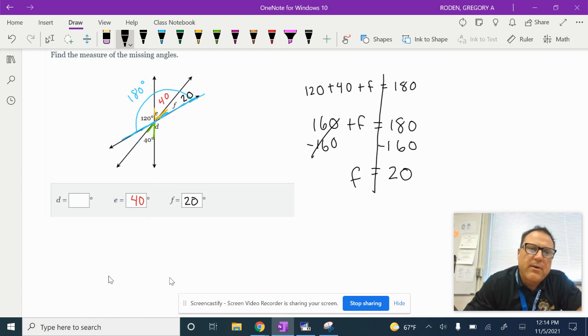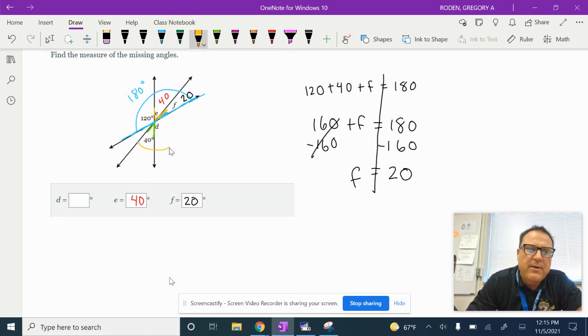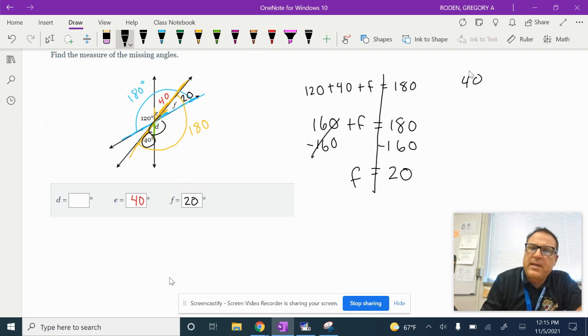All right, so now I want to find D. Well, D I can find by, let's see here, I'll use another color here. Let's use yellow. If I go yellow here, I can go from this angle all the way around to here, and that's going to be this straight line right here, this yellow straight line. See that? Now that's a straight line, so that's 180 degrees. So what can I do? I'm going to take this 40 degrees, then I'm going to add this D because I don't know what it is and I'm trying to figure it out, and then I'm going to add this 20 that I found for F, and that's going to be a straight line, so that's 180 degrees.